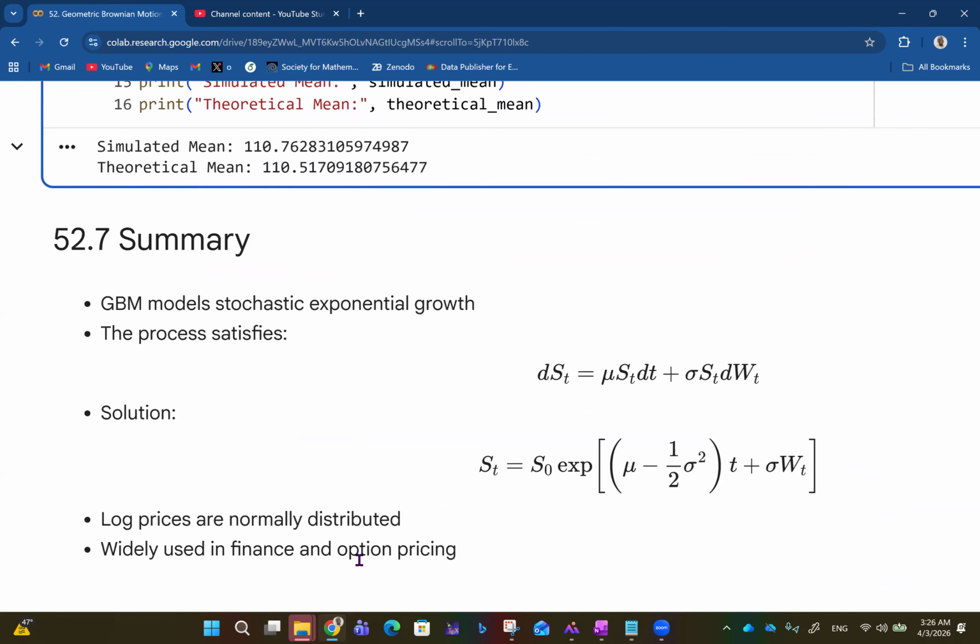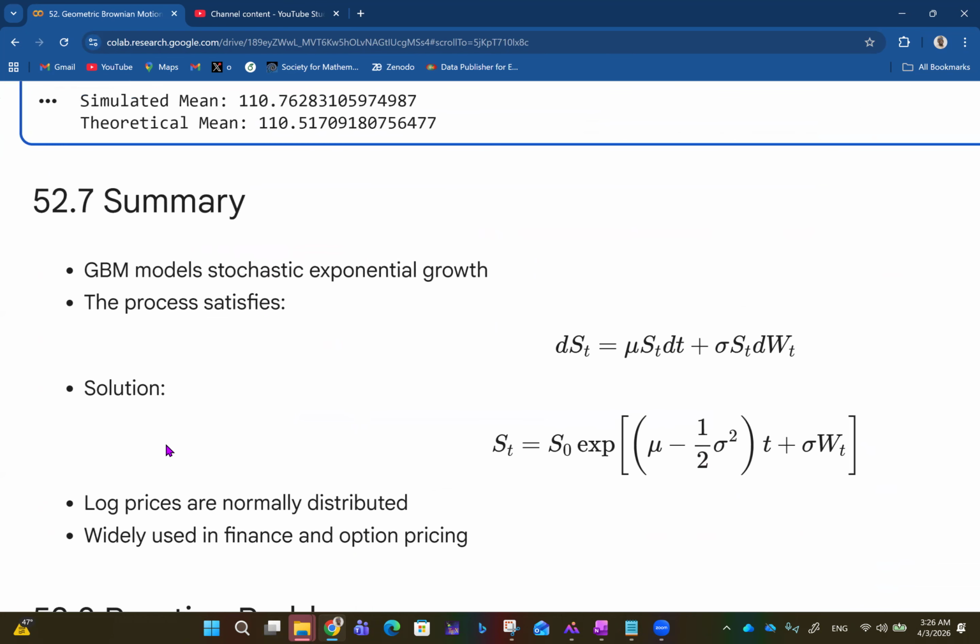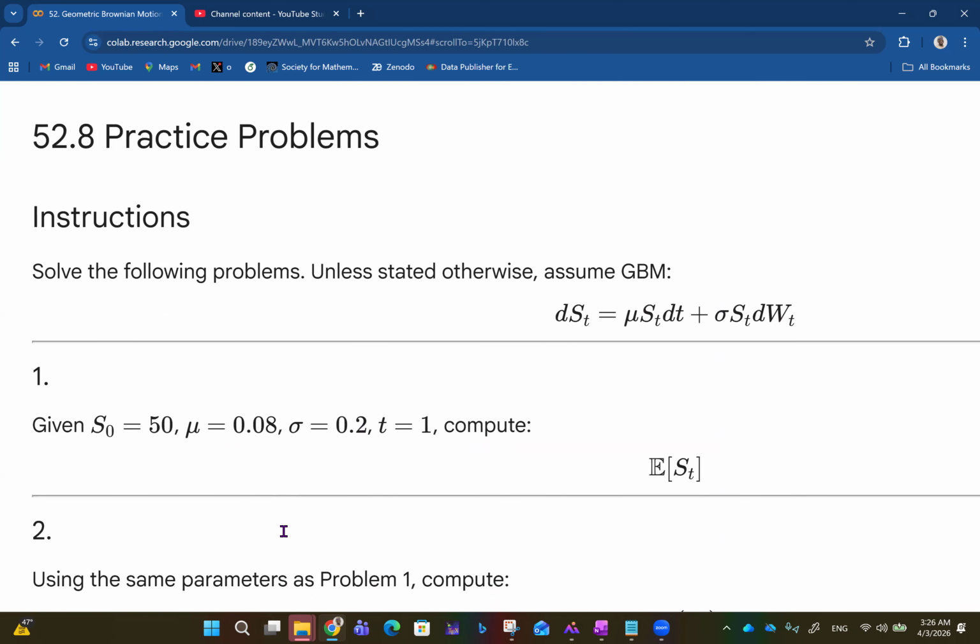So in summary, we say that geometric Brownian motion models stochastic exponential growth. The process satisfies dS sub t equals mu S sub t dt plus sigma S sub t dW sub t, and then the solution is S_t equals S naught exp of (mu minus half sigma squared) t plus sigma W sub t. So log prices are normally distributed and widely used in finance and option pricing. So that's some financial maths, right? When you hear option pricing, we are talking financial mathematics.